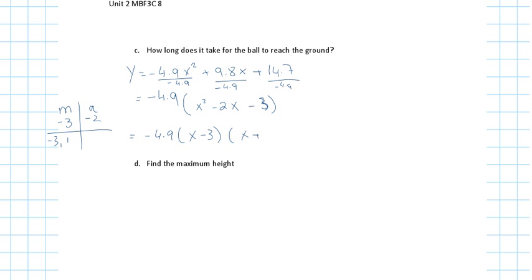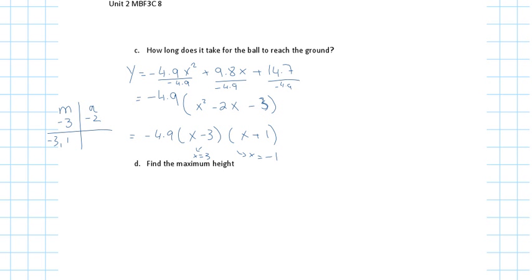So what are my zeros? So x equals 3 and x equals negative 1. So where does the ball hit the ground? 3 seconds, right? Because that negative 1 second does not make sense. But I'm going to keep it right now because I'm going to need it for the maximum height, okay?